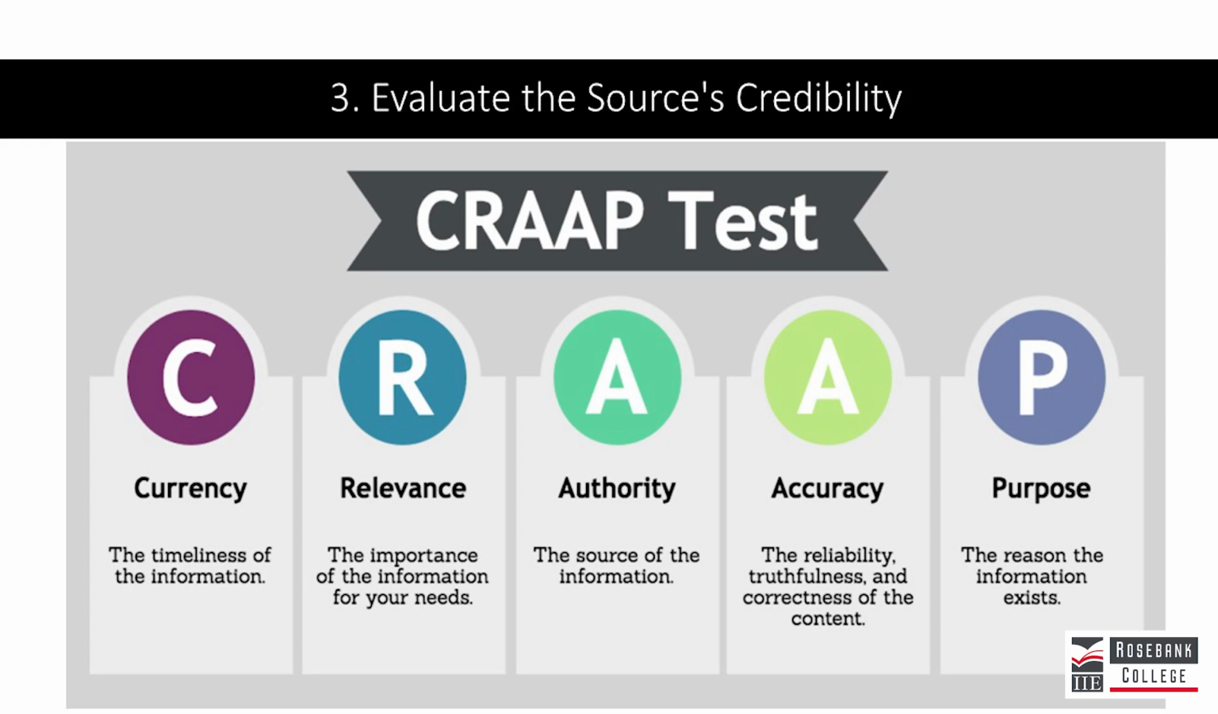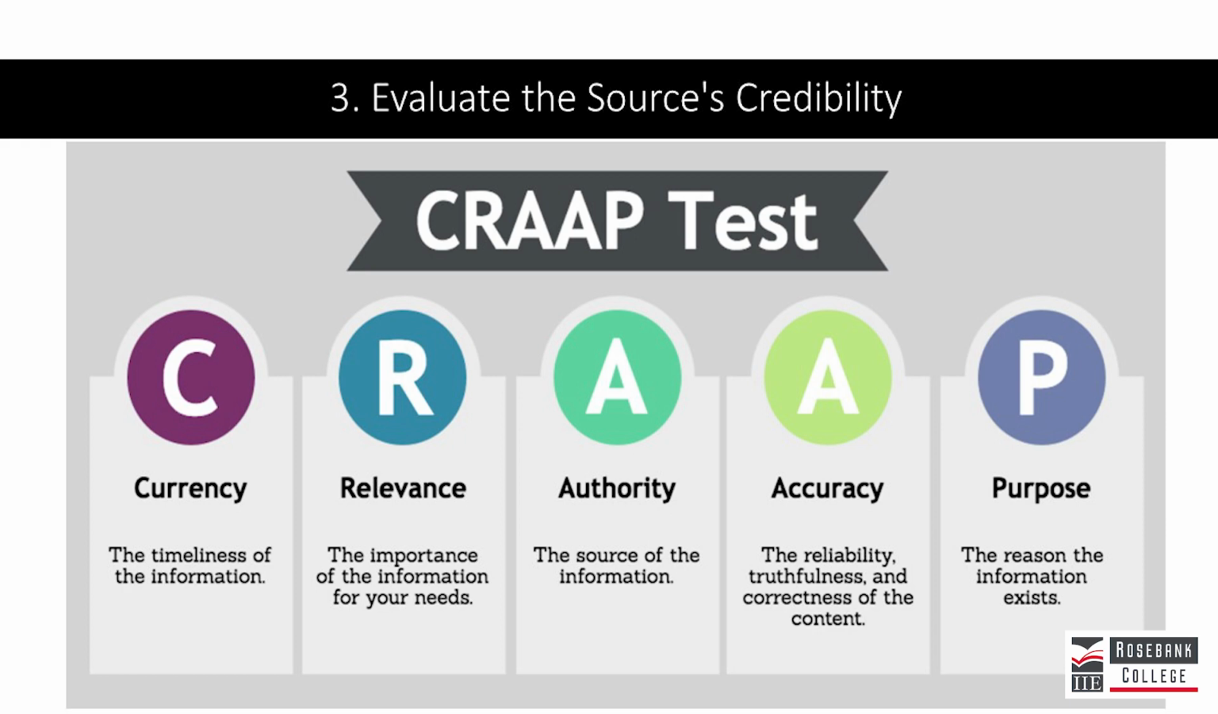The currency of a source refers to the date the source was published and the timeliness of the information presented. It is important that a source is not outdated. The relevance of a source refers to the content of the source. The information needs to be on topic for you to use it in responding to the research question.